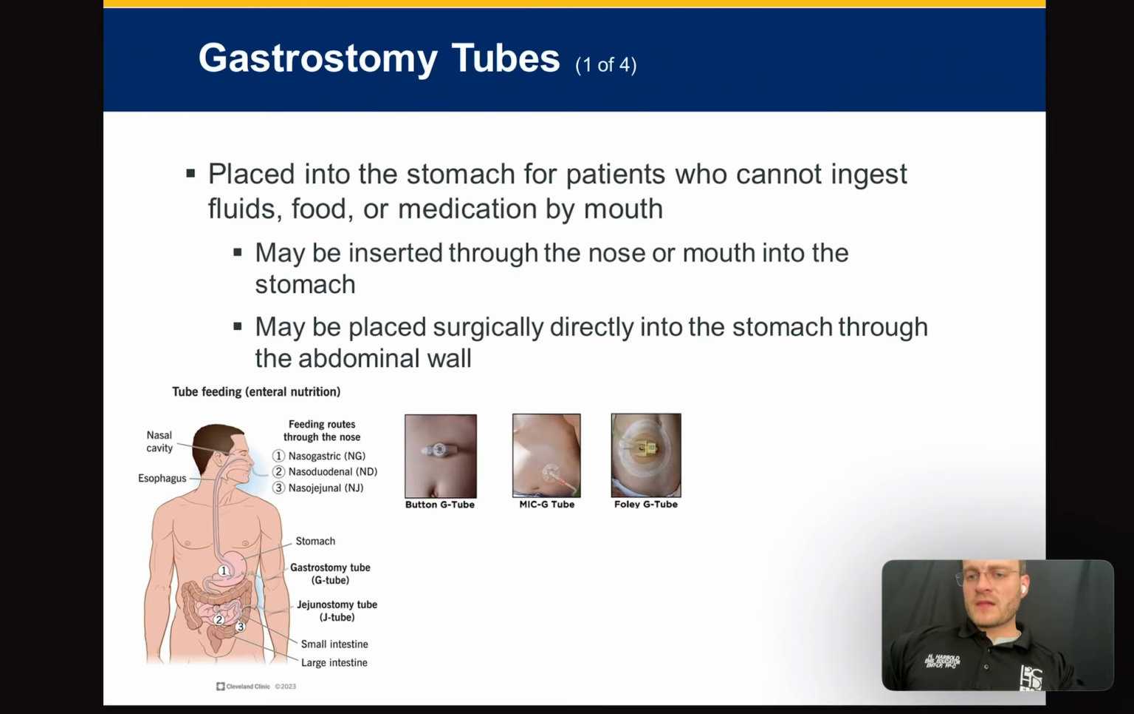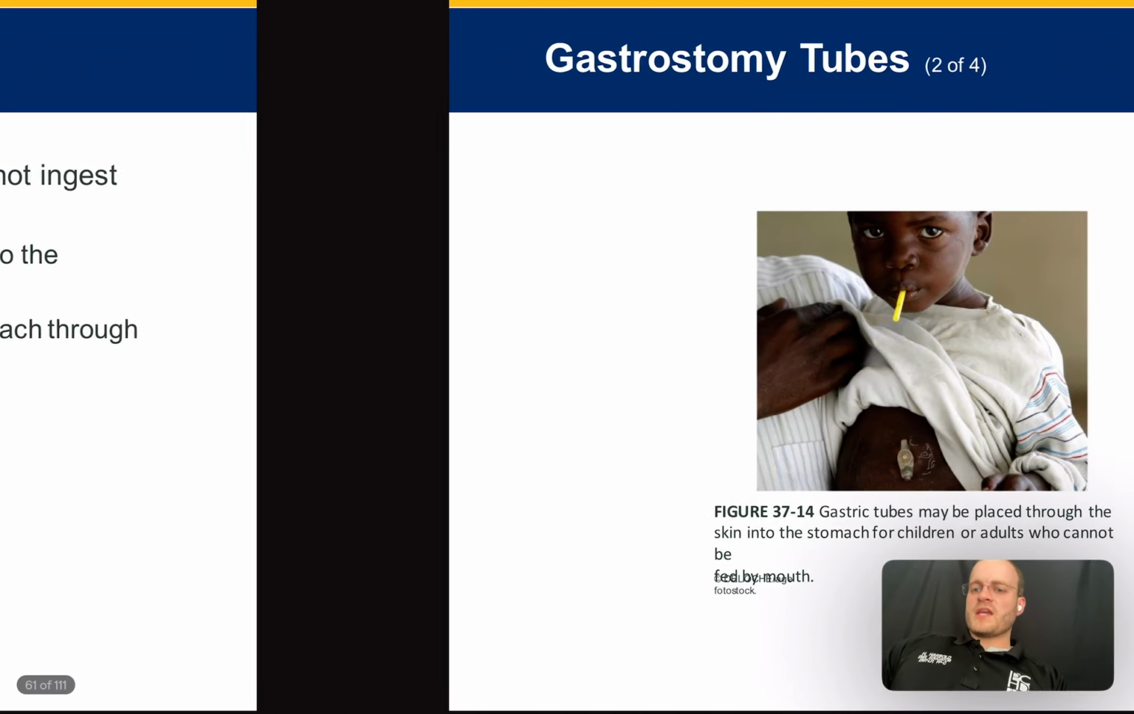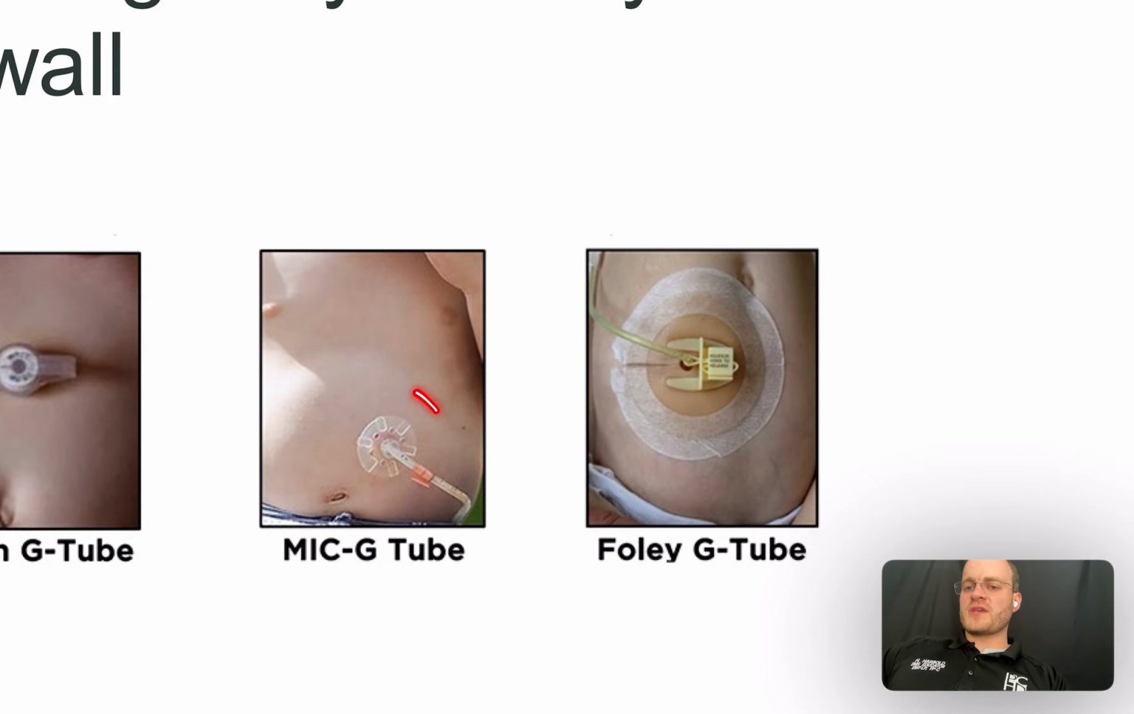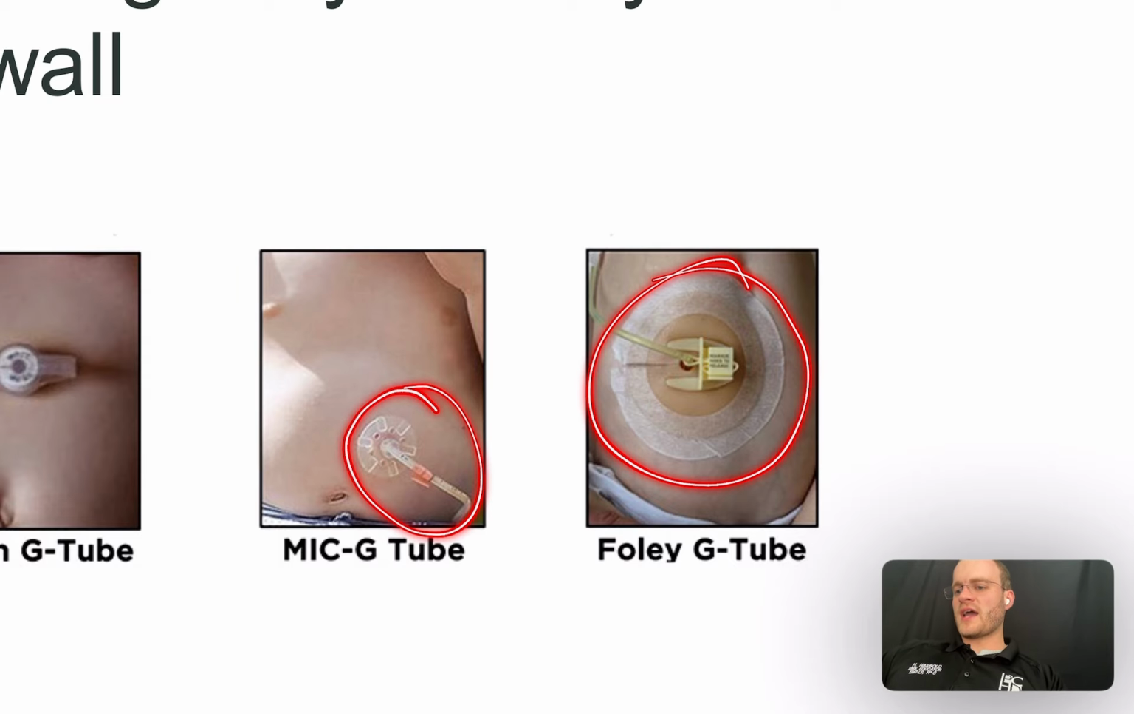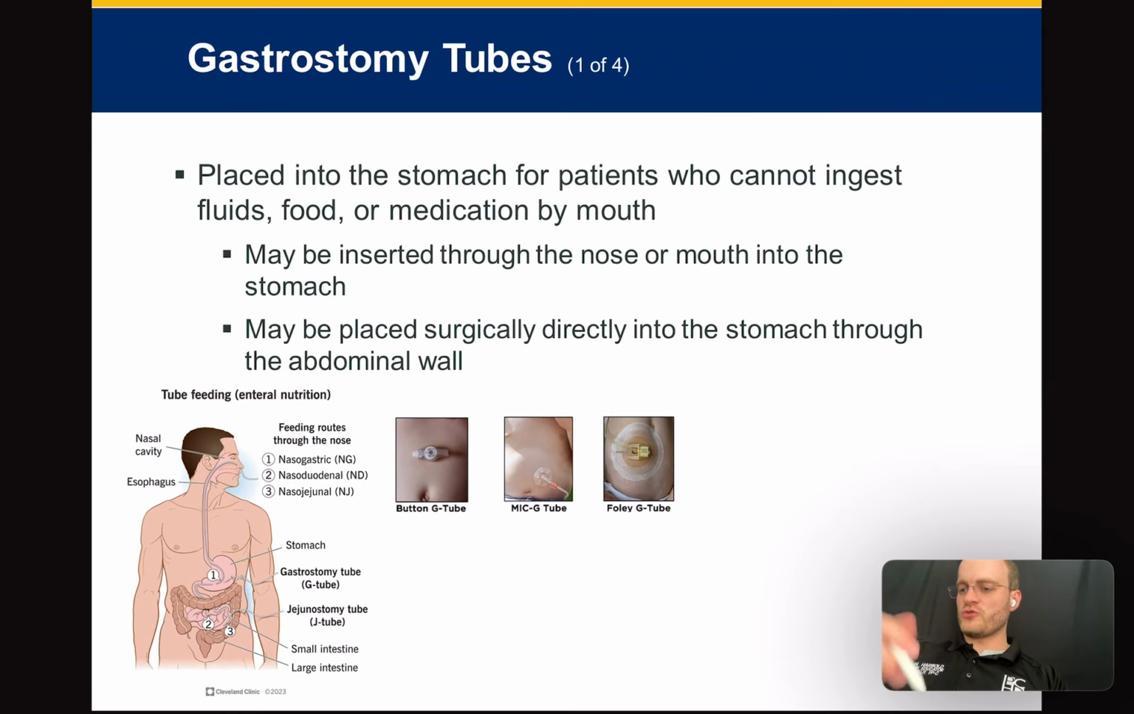Now, let me show you what these other ones are. And so that's the G button. It could also just be a tube. It could be like a Foley catheter or something like that that goes into the stomach.